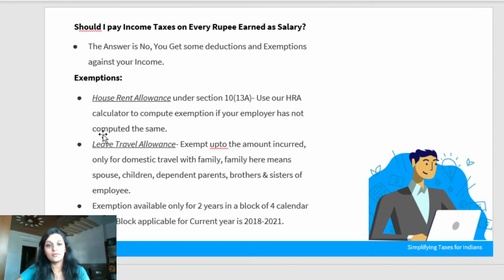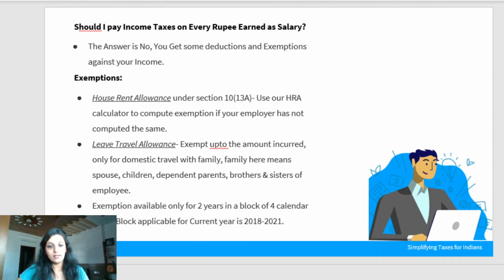Then there is one more common question: do I need to pay income tax on every rupee which I'm earning as salary? Again, the answer is no, because you will get some amount of exemptions or deductions against your income. Now we'll be discussing some exemptions which fall under section 10, and which will be deducted from your income from salary. What are those deductions?